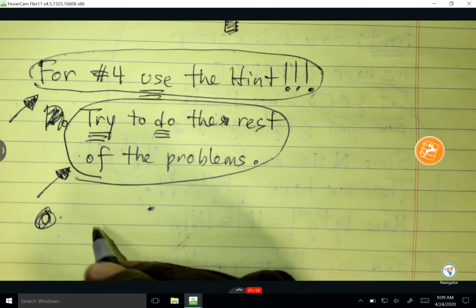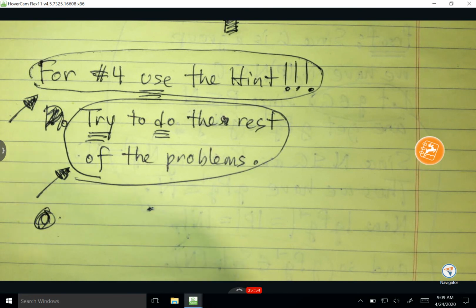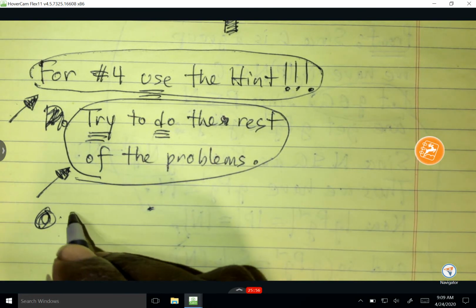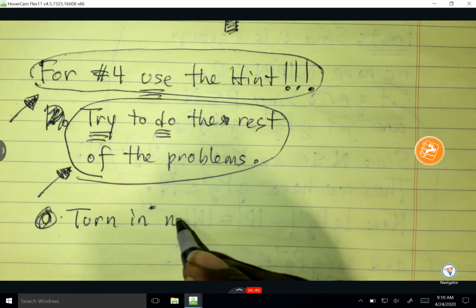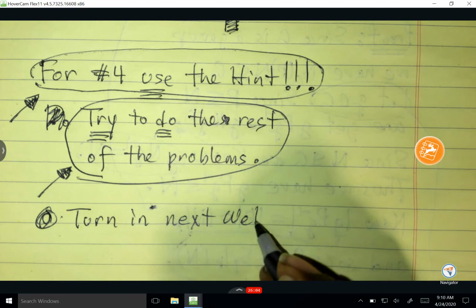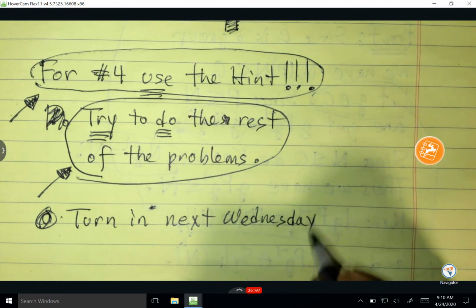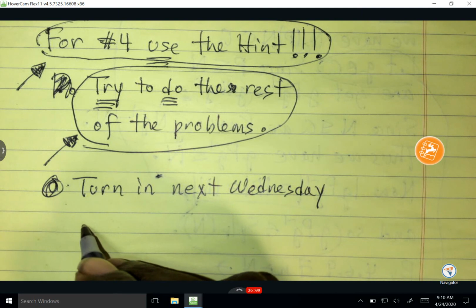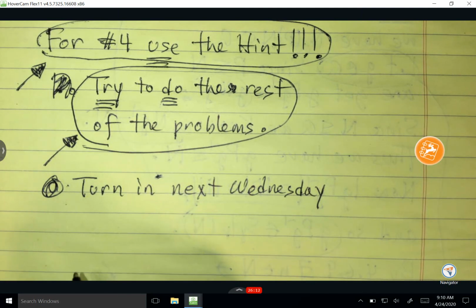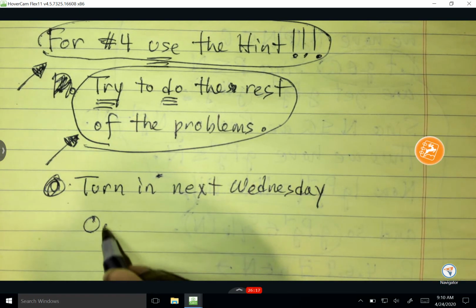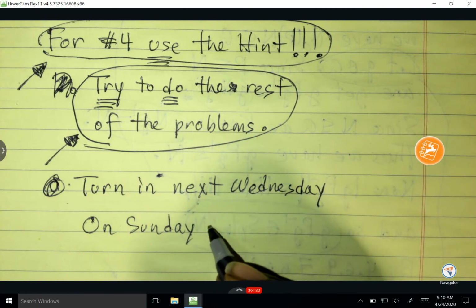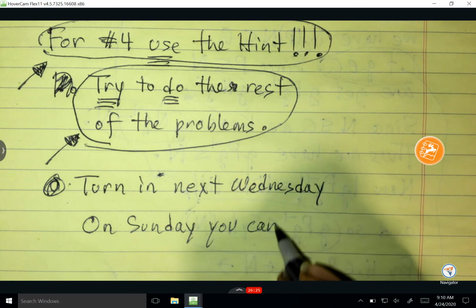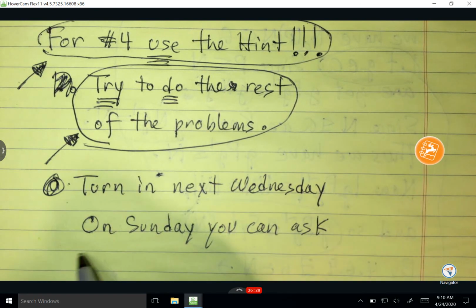Okay, so let's write the other thing, because people don't follow instructions very well. Turn it in next Wednesday. Okay? On Sunday, ask me a question. Give yourself 2 days to try it, and ask questions starting on Sunday. On Sunday, you can ask questions.